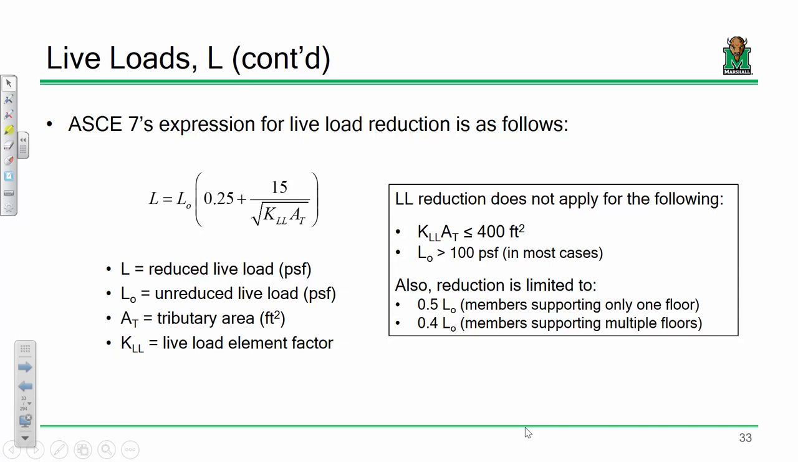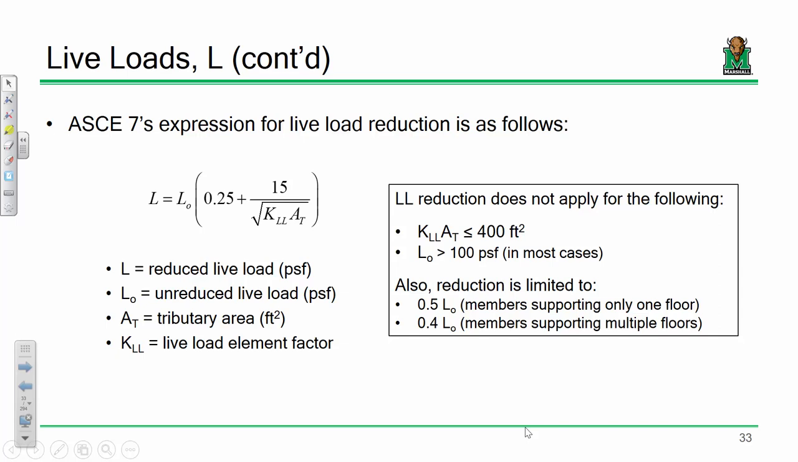Okay, now, let's talk about some of the provisions with live load reduction and some of the rules that are in this box here. So, in order to compute a reduced live load, you need three things. You need the live load that you're reducing, you need the tributary area, which hopefully we all know how to compute now, but you also need what's called a live load element factor. I'll talk about what that means in a second, but just bear with me. For now, just sort of trust me on that.